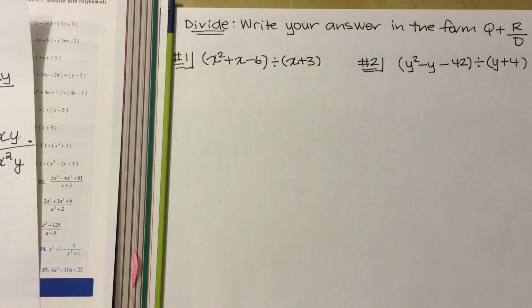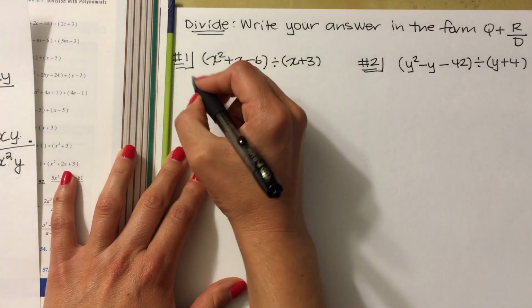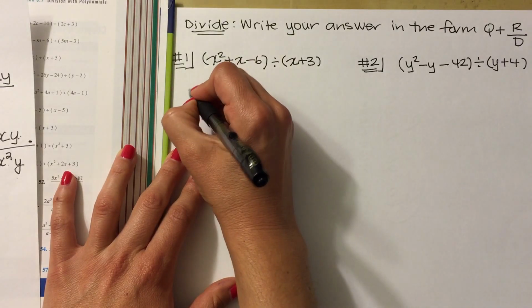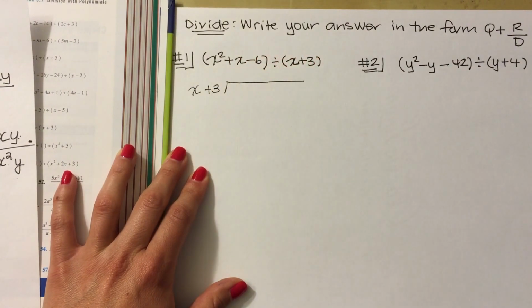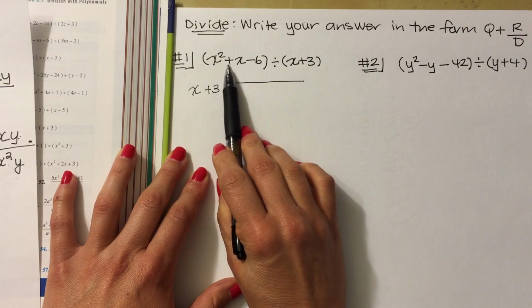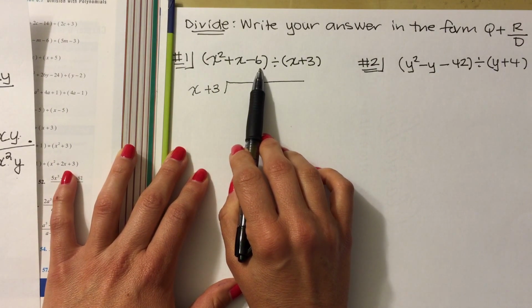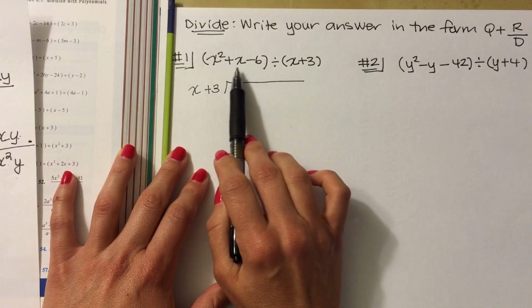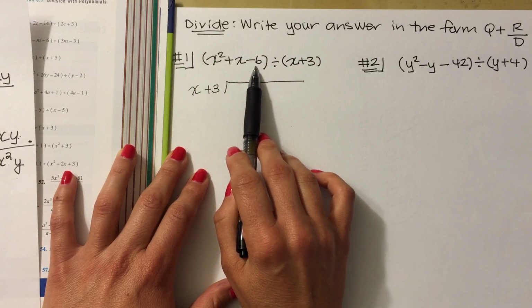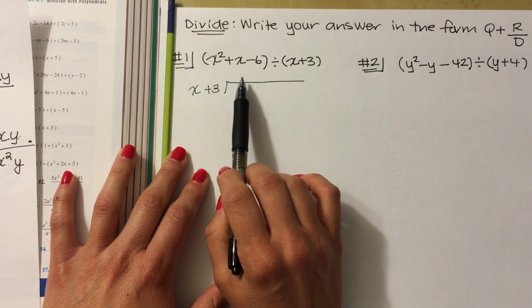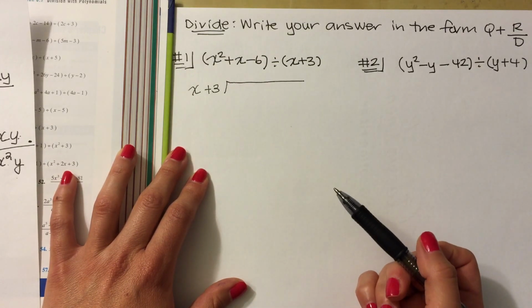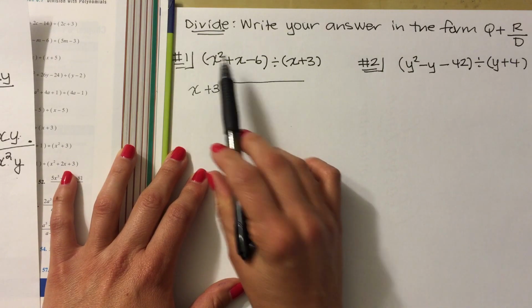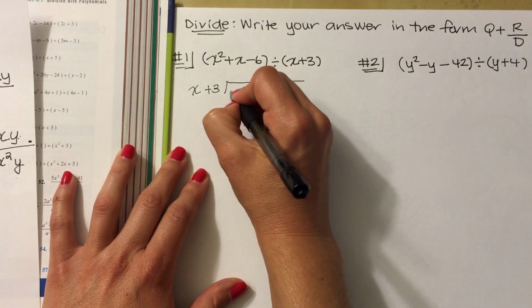So how do you set up long division? It looks like this. You write your binomial first, and then we write our trinomial. Just make sure that this trinomial is in the correct order. If it's mixed up, like for example, if the 6 was written first, then you have to make sure that when you write it here, we put it in the correct order: descending order, largest exponent to smallest.